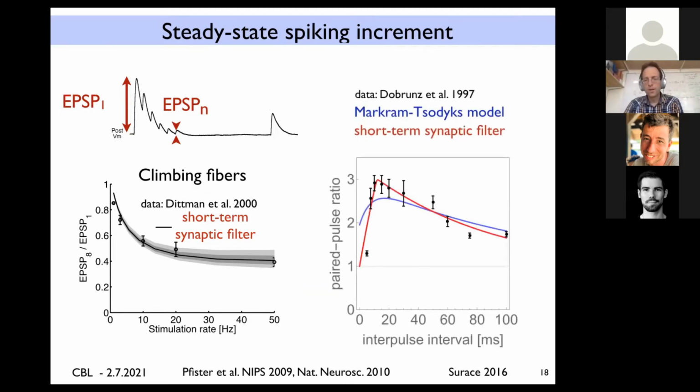But now we proposed a slightly more elaborate generative model, where instead of having a simple Ornstein-Uhlenbeck process, you have a jumping Ornstein-Uhlenbeck process, where the mean jumps stochastically from one state to the next. And with this little addition, you have a richer filter, which can also elicit short-term facilitation, where the second EPSP is larger than the first EPSP. And this is what we obtain.